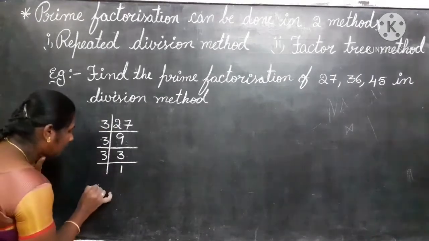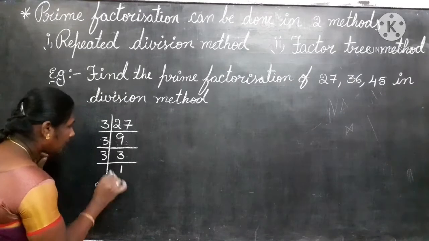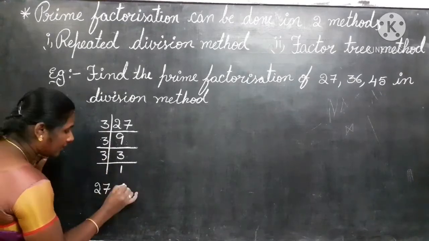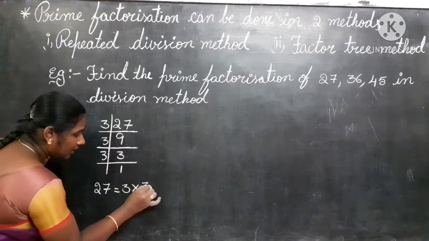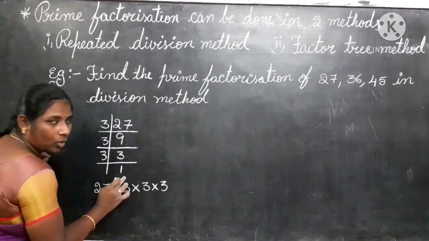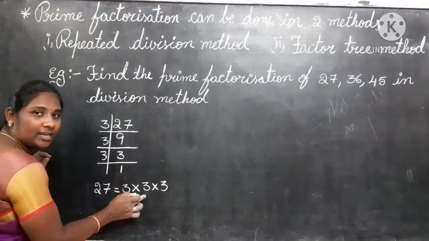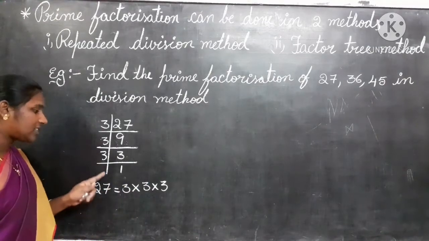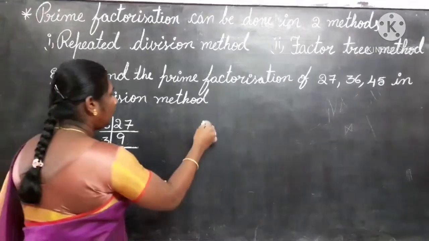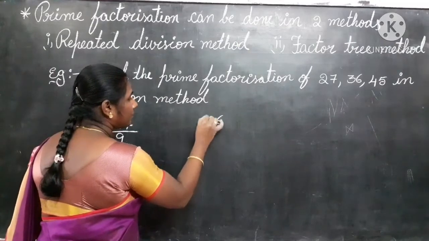So what is the prime factorization of 27? 3 into 3 into 3. This one we need not write. 3 threes are 9, 9 threes are 27. Next, for 36.